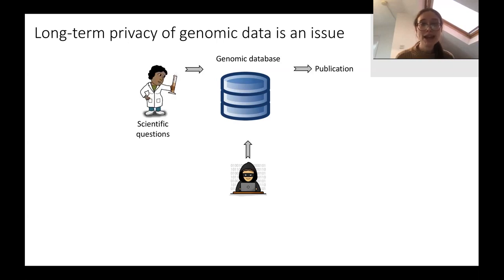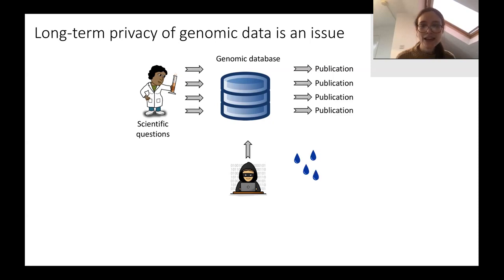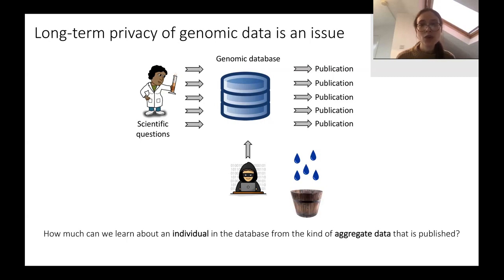We expect that scientists will continuously propose scientific questions and then use the genomic datasets for generating publications. In and of itself, this only leaks a small amount of information. However, over time, as this resource is used again and again, eventually, this process might release enough information for a hacker to learn something about individuals in the genomic database. What we were interested in investigating was how much we could learn about an individual in the database from the kind of aggregate data that is published.